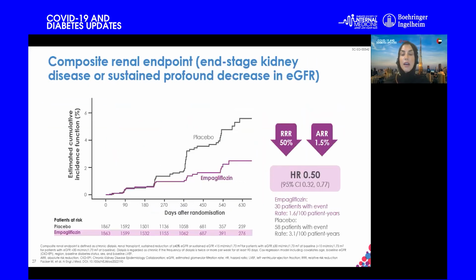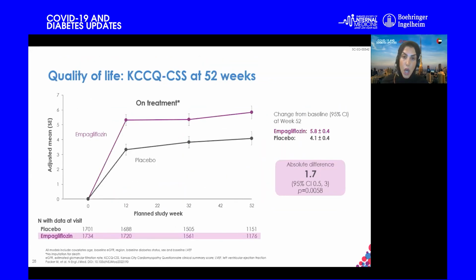Moving to the composite renal endpoint of end-stage kidney disease or sustained profound decrease in eGFR, this has also been achieved and met by empagliflozin with a 50% relative risk reduction and a 1.5 absolute risk reduction, and this has been statistically significant. When it comes to the improvement in the quality of life as per the KCCQ questionnaire at week 52, empagliflozin on top of standard of care, and here we are referring to on top of ACE, ARBs, ARNI, diuretics, empagliflozin did achieve an absolute difference of 1.7 compared to placebo.